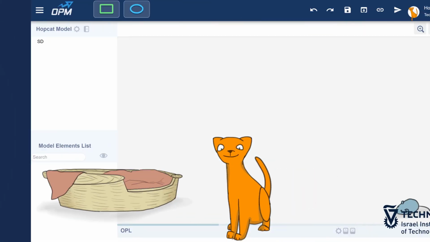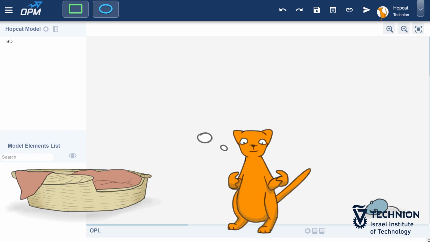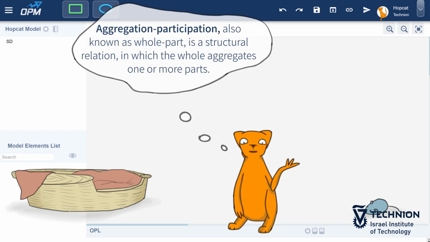Come, Hopcat, please summarize for our friends the important things we have learned. Aggregation participation, also known as whole part, is a structural relation in which the whole aggregates one or more parts.